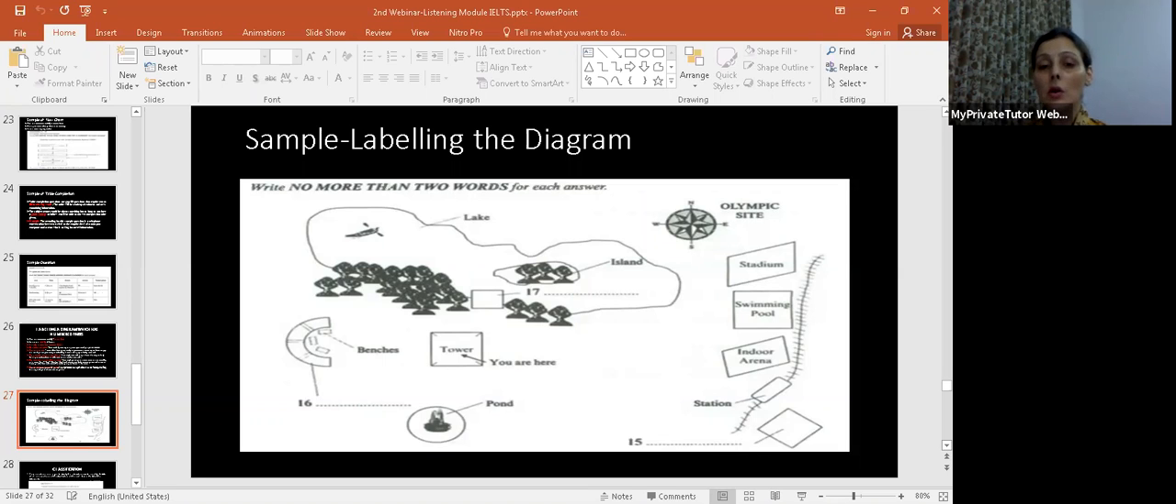But not the whole labeling is going to be required. Maybe a few blanks are going to be missed. You are going to name that indoor arena, like that stadium. What is this? The list of words may also be given to you. You're going to pick any one of them to fill those blanks.